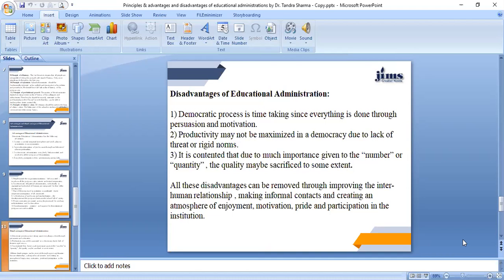But all these disadvantages can be removed through improving interhuman relationships, making informal contacts, and creating an atmosphere of enjoyment, motivation, pride, and participation in the institution. In short, democratic educational administration must be greatly dynamic and intensely humanitarian to realize the objectives to the maximum. Thank you.